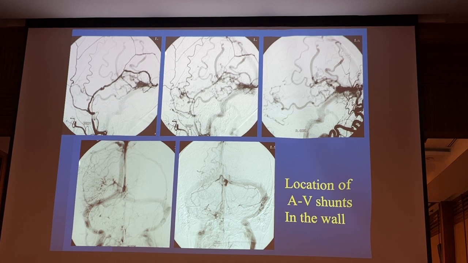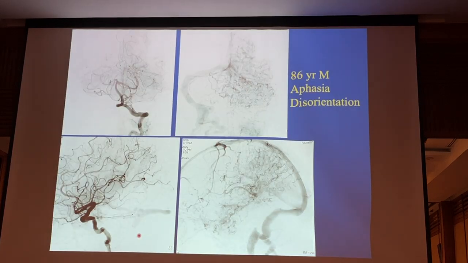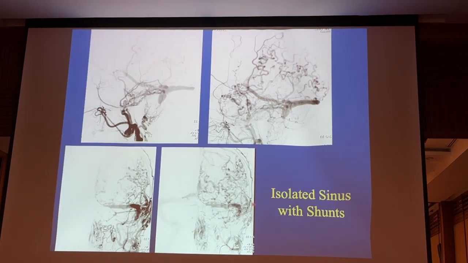Okay, you can see the patent transverse sigmoid sinus of this specific patient. And this is one of those patients. You can see this venous hypertension, and the angiogram shows simply isolated venous outflow. You can try to get into the occluded segment. However, it may be easier to reach transarterially rather than transvenously.